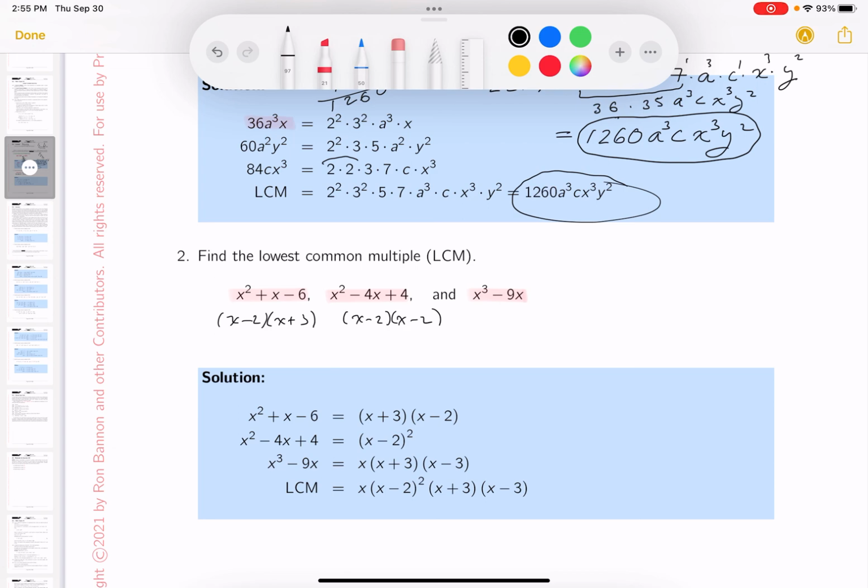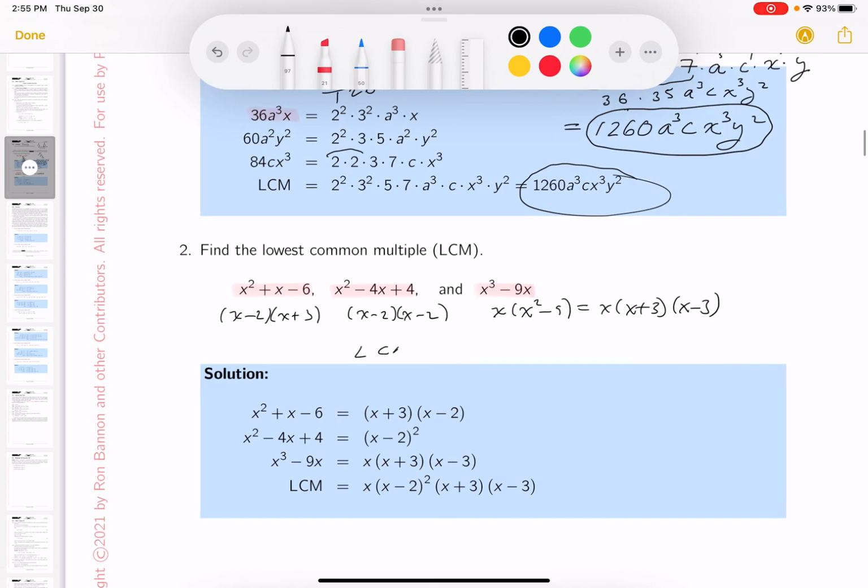The last one, a little more complicated. That's X, and then you get X squared minus 9. And then what you see over there, you get X, X plus 3, X minus 3. So again, I'm going to say the LCM must contain those factors. What factors do I see? X minus 2. I see an X. I see an X plus 3. And then I see an X minus 3.